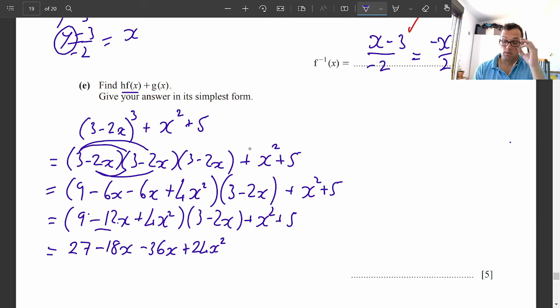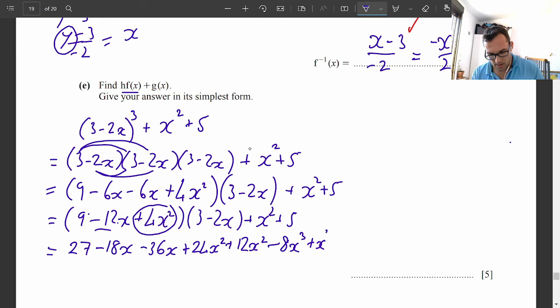We're doing well. We're doing well. Right. Last term there, 4x squared times 3. 4 times 3 is 12. x squared stays x squared. Then 4x squared times minus 2x. Positive and a negative gives us a negative. 4 times 2 is 8. x squared times x is x cubed. All right, we don't need to put brackets anymore, but don't lose the x squared plus 5 there. Still there, hanging around, waiting for action. Good. We're getting there. Now it's just simplifying like terms.